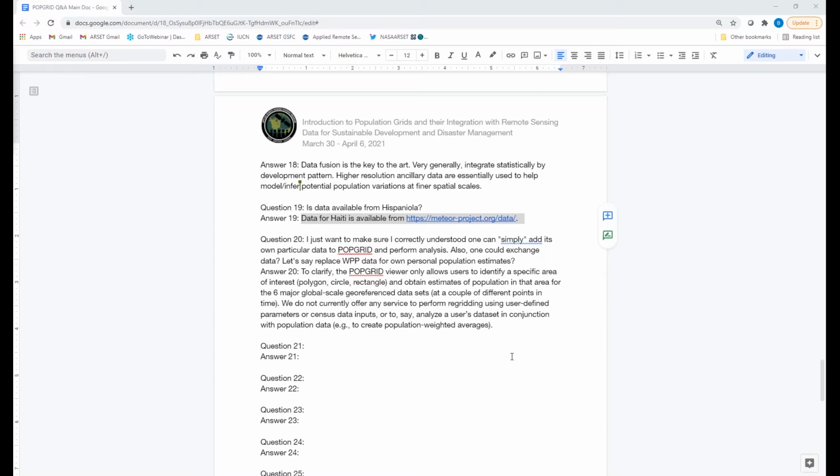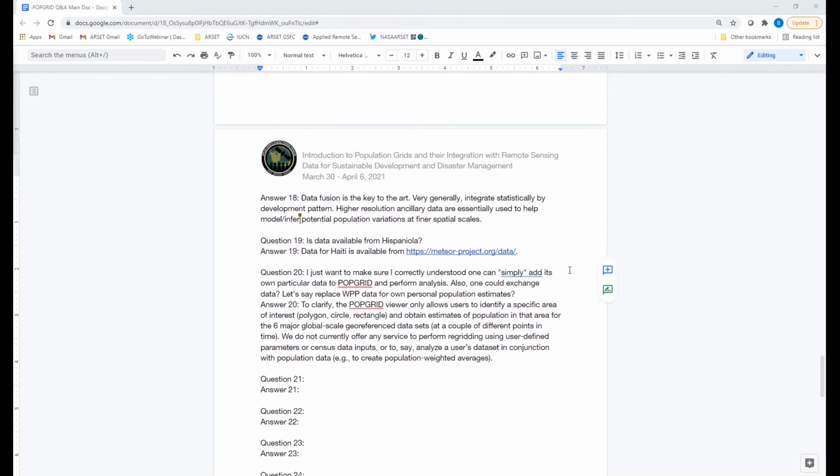So, what Charlie just said about it being an art and needing to be adjusted based on the development pattern, I think is really useful. But it's really a feature of what we're doing, of trying to meld data of different resolution and scale to make a better estimate that's useful for researcher applications.